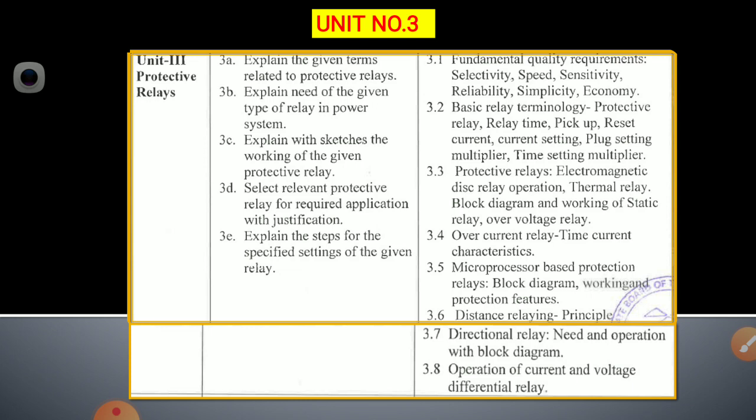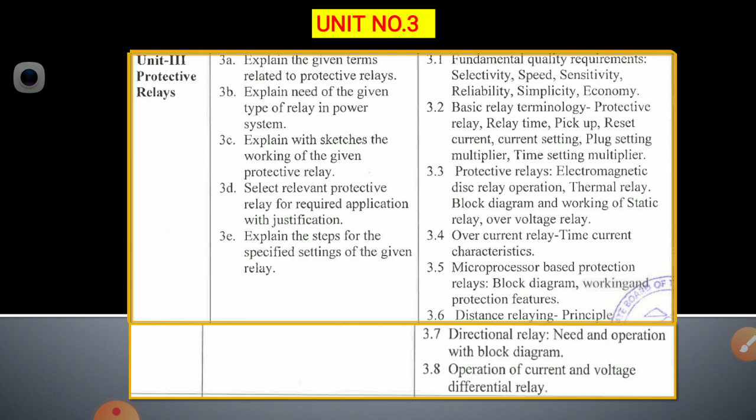In that, electromagnetic relays: the relays which operate upon the principle of electromagnetic induction are called electromagnetic relays. Then second is the thermal relays, that is related with heat. Then static relays and the overvoltage relay. The next is the overcurrent relay, in that time-current characteristics. And next is the microprocessor based protection relay, in that we have studied the block diagram and the working of each block of the microprocessor based protection relay.